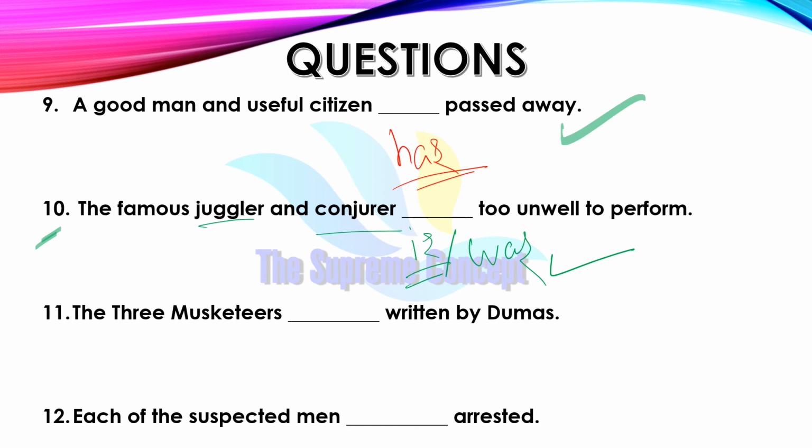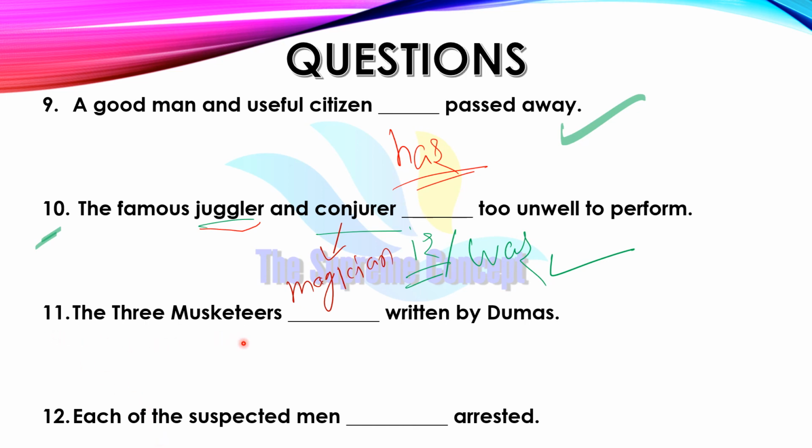And if you don't know what a juggler is, a juggler is an entertainer who continuously tosses and catches a number of objects in the air. Okay, it's a kind of entertainment. Then conjurer means a magician. Okay, a magician.